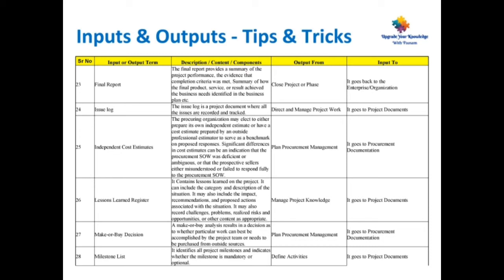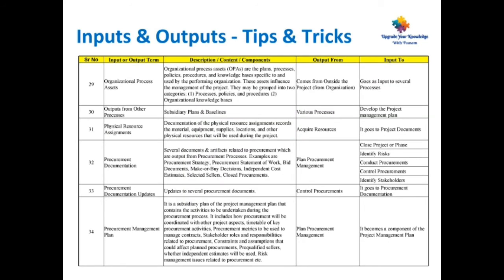Point number 28, milestone list. It identifies all project milestones and indicates whether the milestone is mandatory or optional. This is the output from define activities. This goes as input to various project documents.